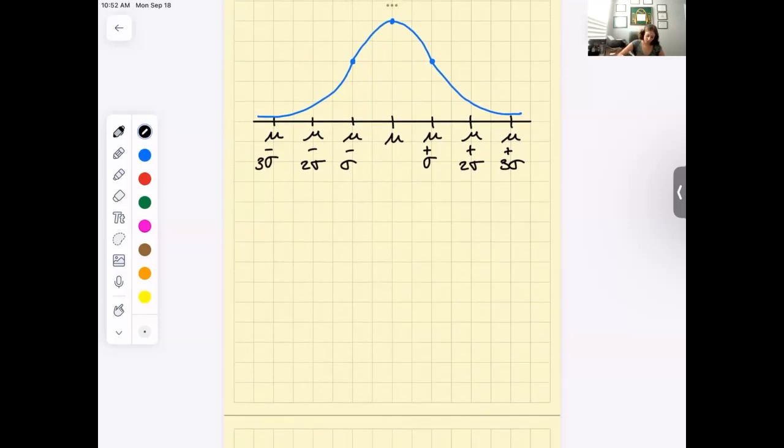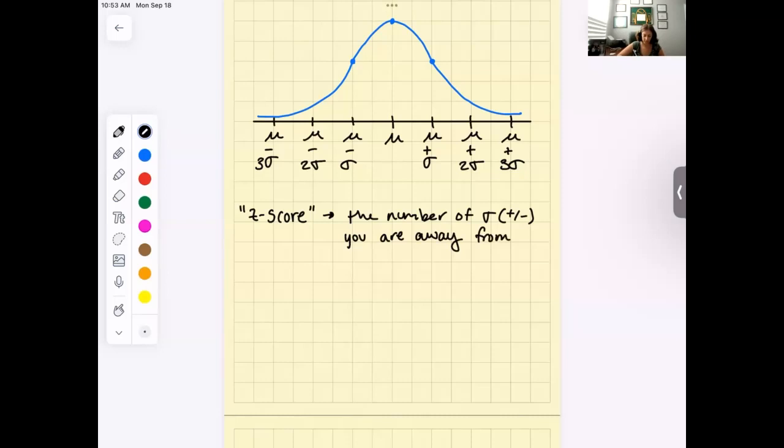Okay, so there is something that we call the z-score, which just represents the number of sigmas you are away from the mean. You see how we're counting plus one, plus two, plus three sigmas away, or minus one, minus two, minus three sigmas away to the right or the left of mu. So the z-score is how we define how far away we are from the mean. So it's the number of sigmas plus or minus you are away from the mean. How many tick marks are you away, to the left or the right?